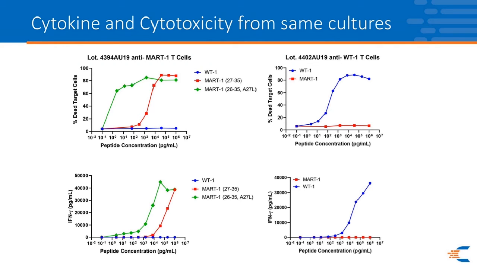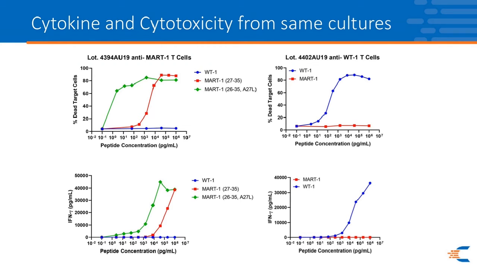So on the bottom here, in the example with the MART1 T cells, in red is the MART1 antigen that we know is expressed by the tumor. And in green is an altered peptide ligand that has improved binding. So you can see that because it binds to the MHC or HLA antigens better, it's recognized at a lower concentration of peptide. And we've included the WT1 peptide in here as a control. There is no background in this case, either of interferon gamma release or target cell lysis.